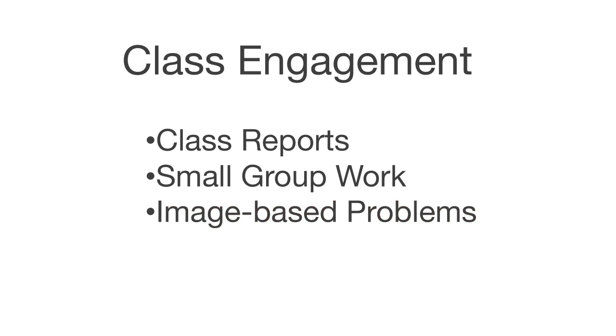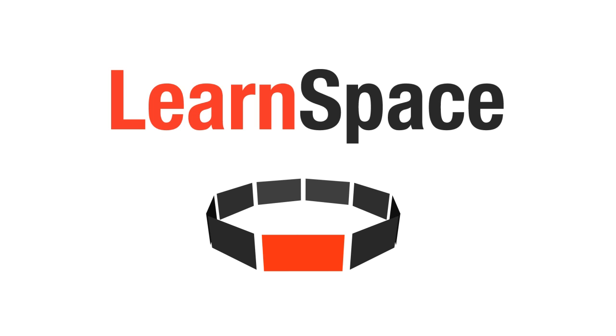So there we have it. 3 ways to engage students: class reports, small group work, image-based problems. All of them are facilitated by LearnSpace, which engages students and their laptops with the screens at the front of the room. For flipping the classroom, we now have a mechanism with LearnSpace that we can work together in class in a compelling way. Welcome to LearnSpace.